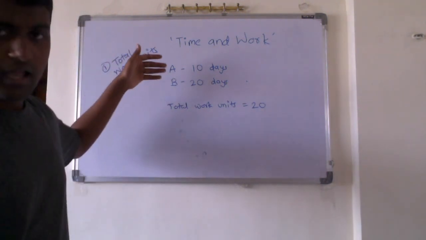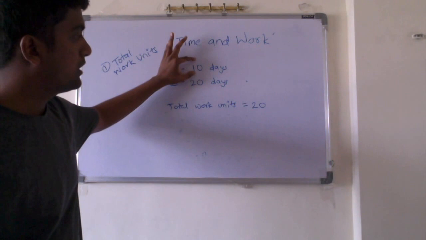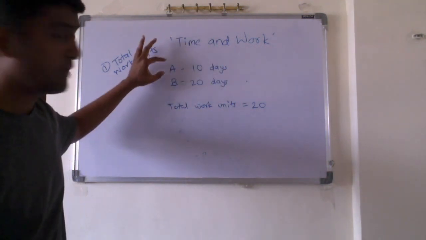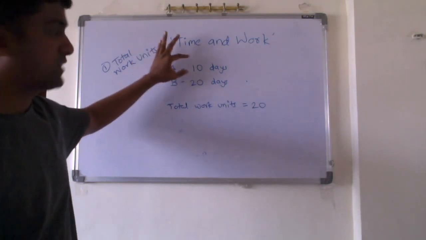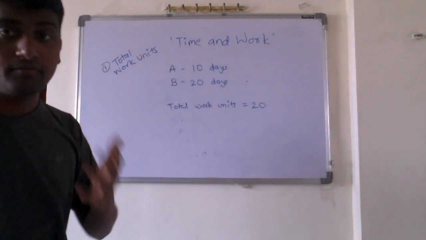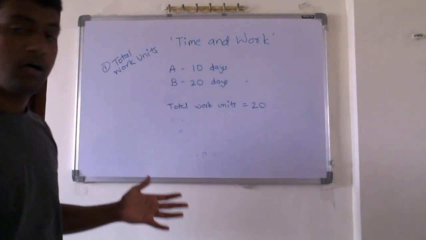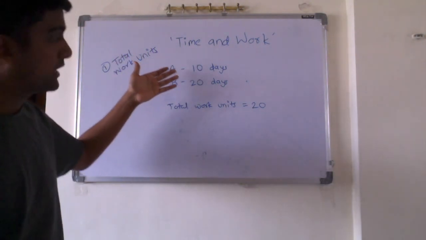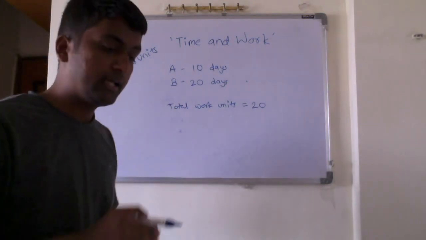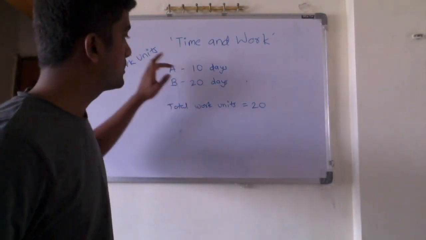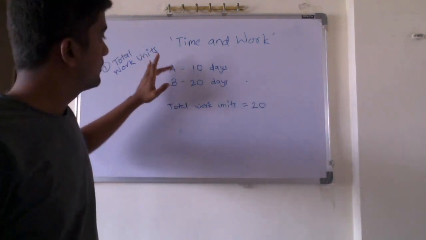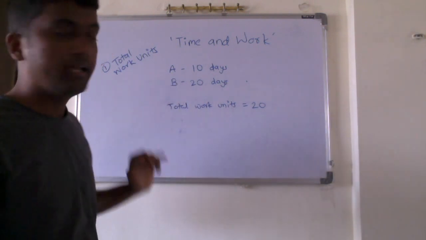As it's visible, A can complete a work in 10 days, B can complete the same work in 20 days. So who's more efficient or more hardworking? It's A. A can complete the same work in 10 days which B takes 20 days. If there's a question in an exam that A completes a work in 10 days and B in 20 days, we will take that the work given is laying 20 bricks. For 20 bricks, A takes 10 days, B takes 20 days.